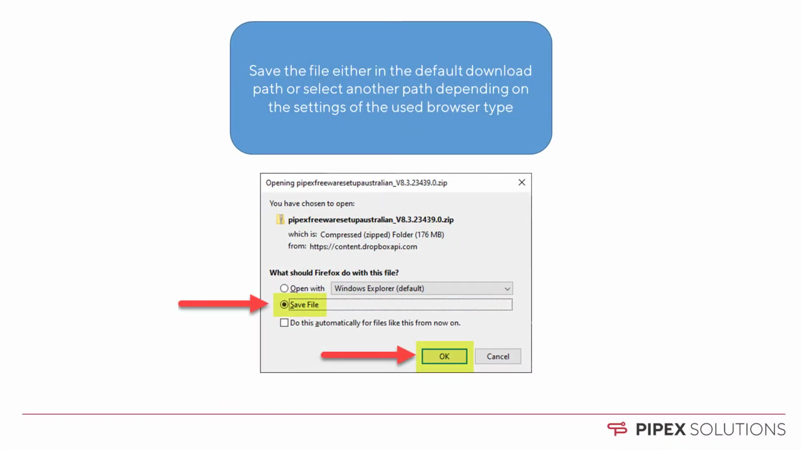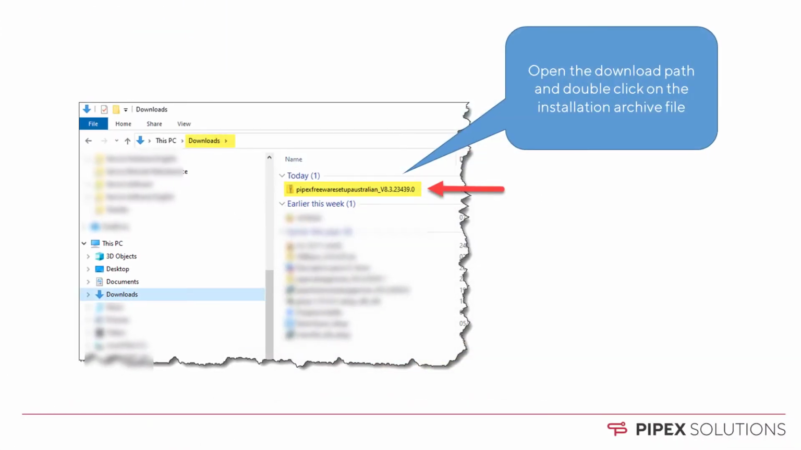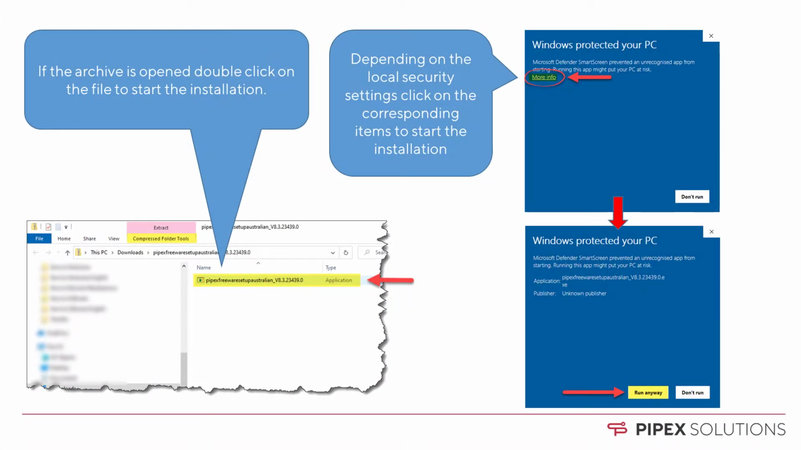Save the file either in the default download path or select another path depending on the settings of the used browser type. Open the download path and double-click on the installation archive file. If the archive is opened, double-click on the file to start the installation. Depending on the local security settings, click on the corresponding items to start the installation.